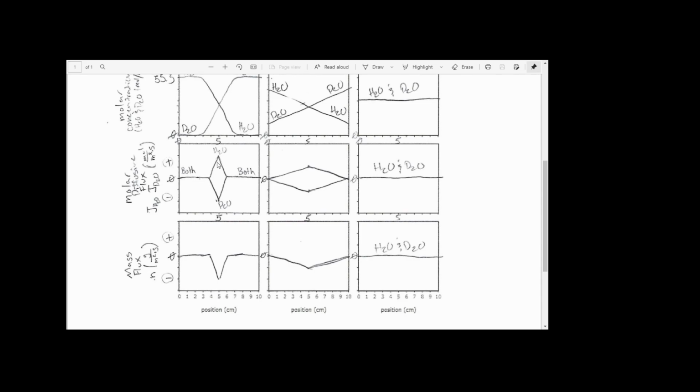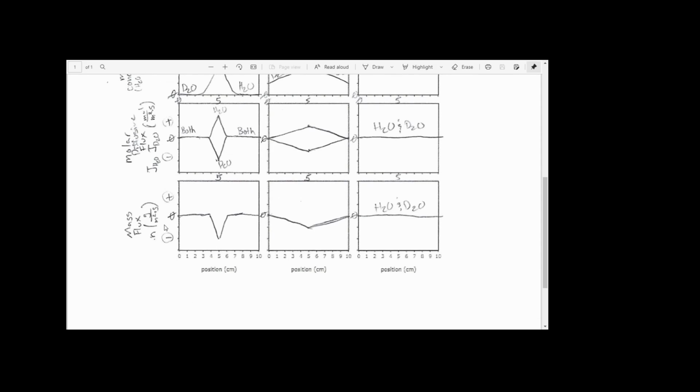However, the molar diffusive flux of water is at its highest right when the reaction takes place. And as you can also see, it is positive. That's because the molar diffusive flux for water is moving from the left to the right, and deuterium, which is negative, is moving from the right to the left, indicating in which direction each of these components are moving. Now we will move down to the mass flux.